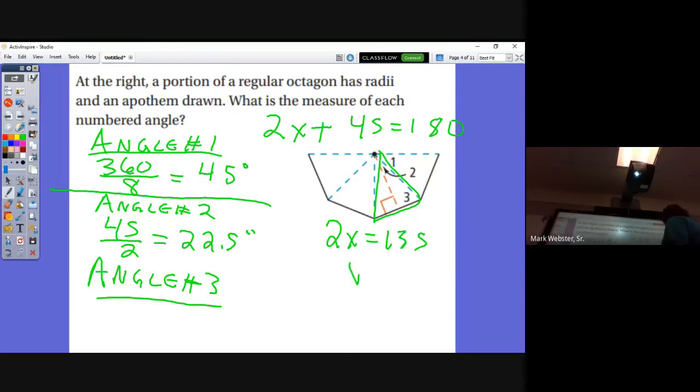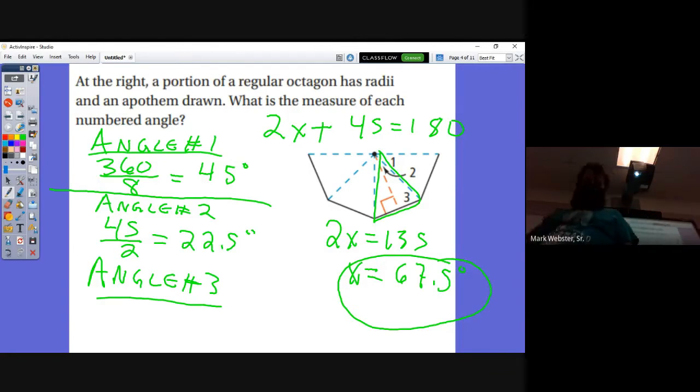Divide both sides by 2. Half of 135. Well, half of 120 is 60. Half of 15 is 7.5. So one of those angles is 67.5. All right. Notice how it was the exact same process, right? Exact same thing we just did. Just now there's 8 sides instead of 5, right? If you keep doing the same thing every time, you get used to what you're doing, and you blaze a trail for yourself, right?